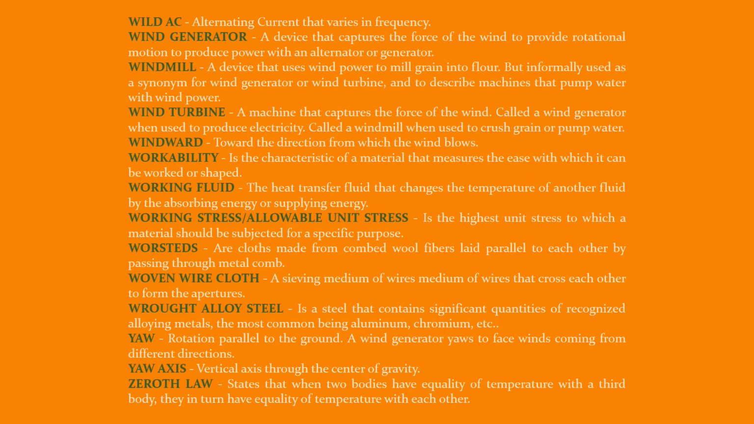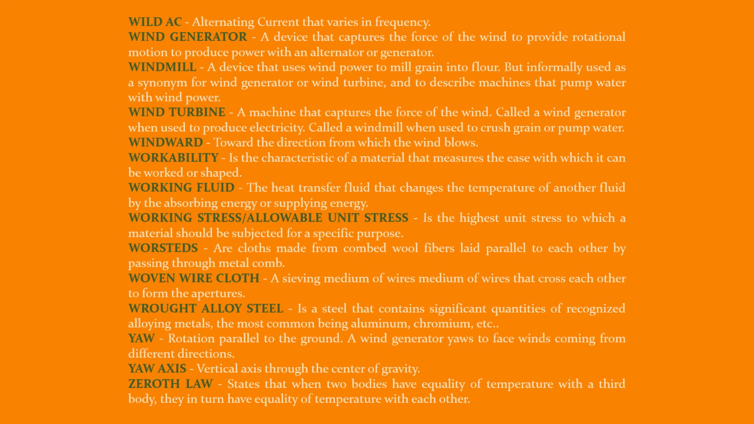Wind generator: a device that captures the force of the wind to provide rotational motion to produce power with an alternator or generator. Windmill: a device that uses wind power to mill grain into flour, but informally used as a synonym for wind generator or wind turbine, and to describe machines that pump water with wind power. Wind turbine: a machine that captures the force of the wind, called a wind generator when used to produce electricity, called a windmill when used to crush grain or pump water. Windward: toward the direction from which the wind blows.